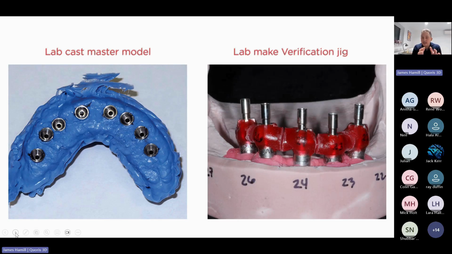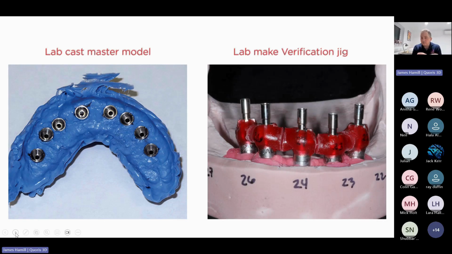So the lab would cast up what would have been called, I suppose, some form of plaster or stone model that then needed to be verified. Now, sometimes this verification stage would be skipped, which can potentially lead to problems further down the line. But really what should happen would be some form of verification jig that would be made on that initial model. So this would be an unverified model that now needs to be verified through a verification jig.